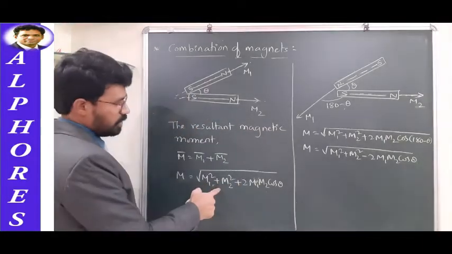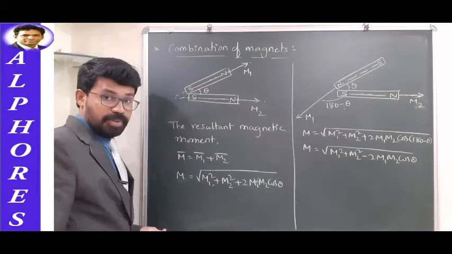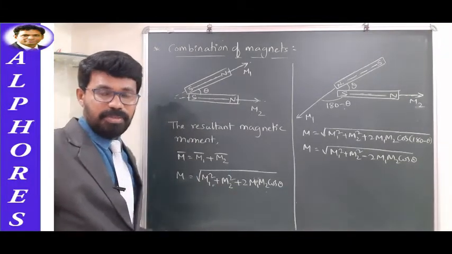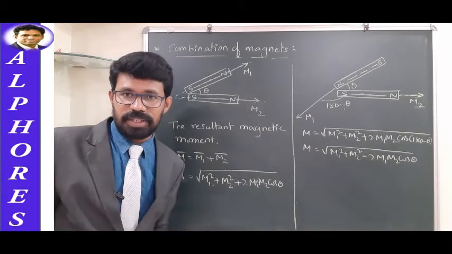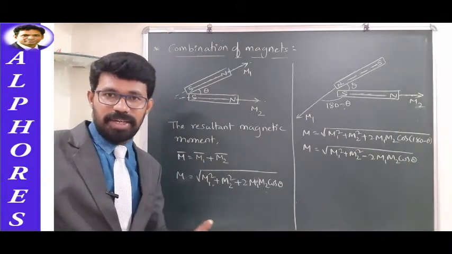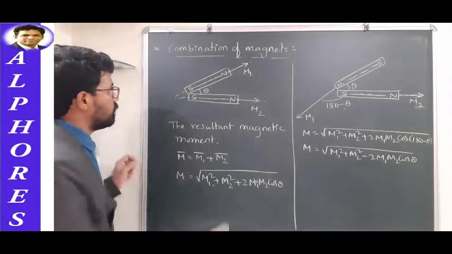I want you to remember this. The magnitude of the resultant magnetic moment is the square root of m1 square plus m2 square plus 2 m1 m2 cos theta, where theta is the angle between m1 and m2.